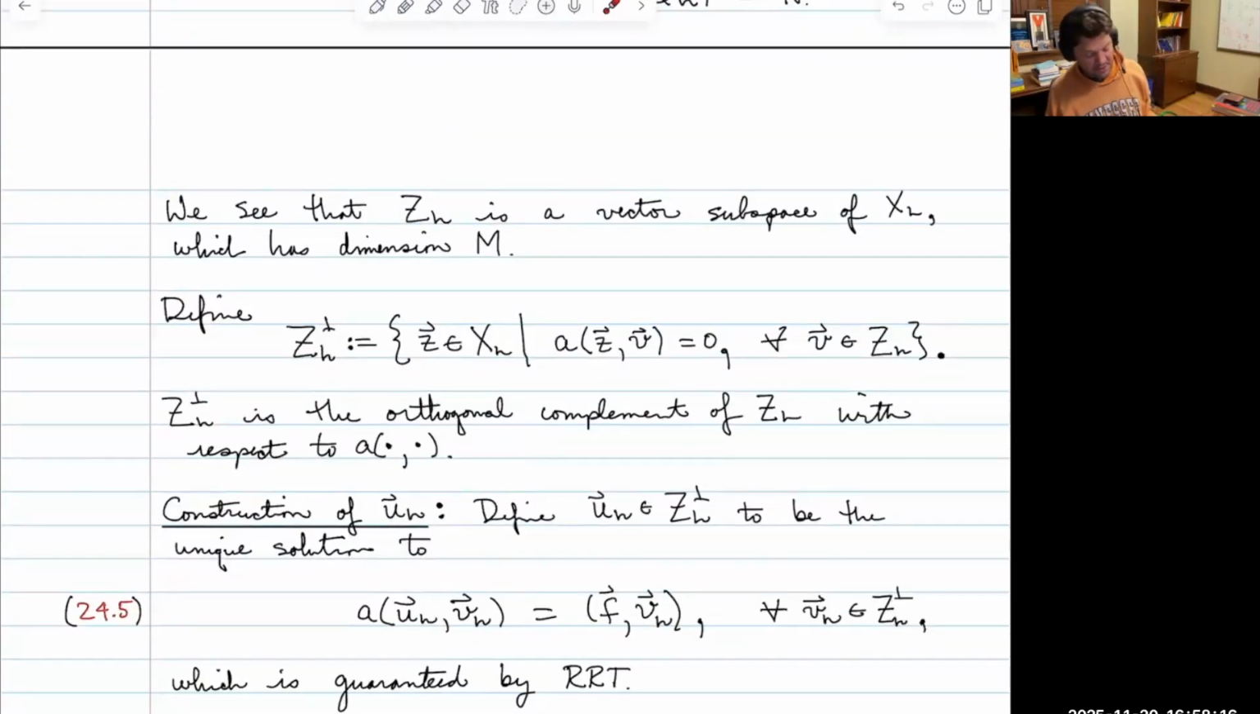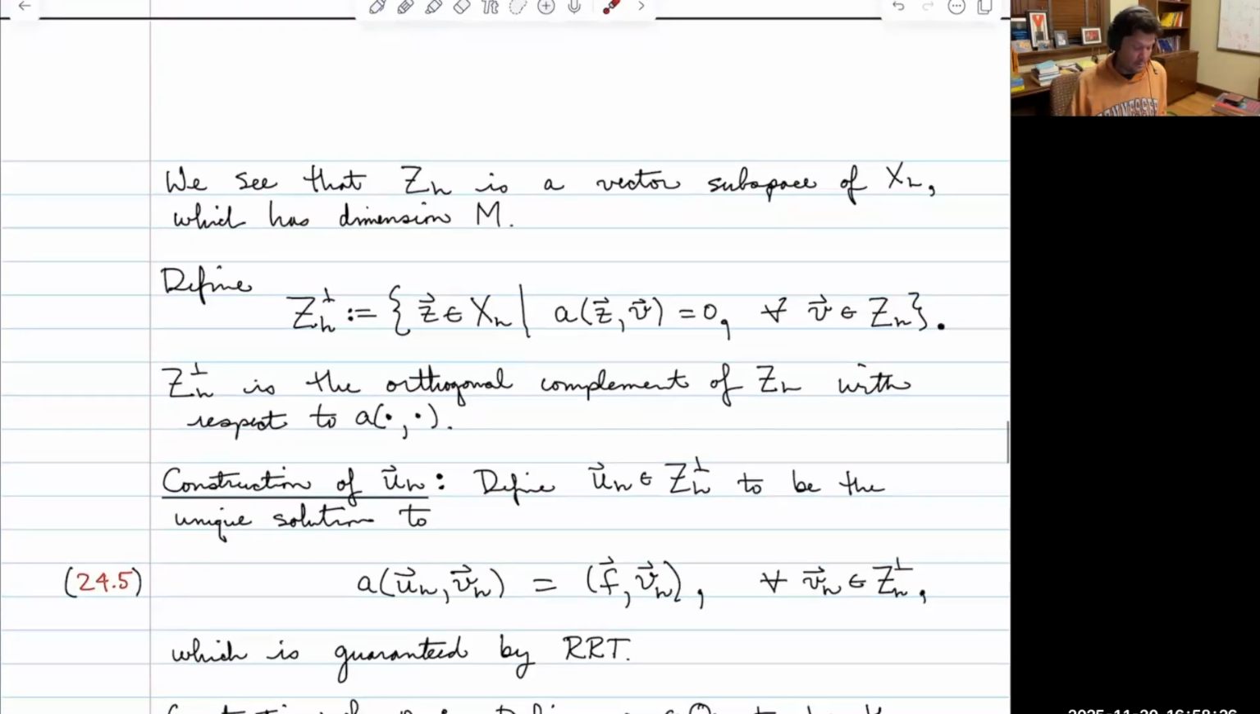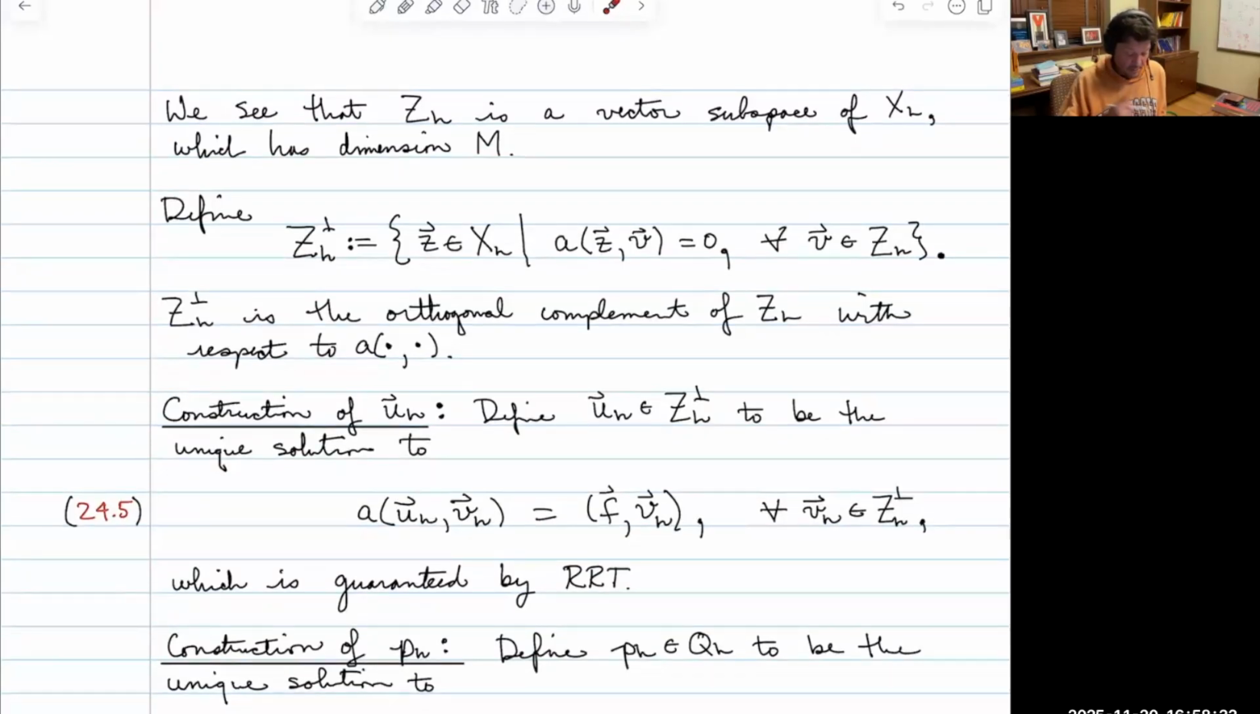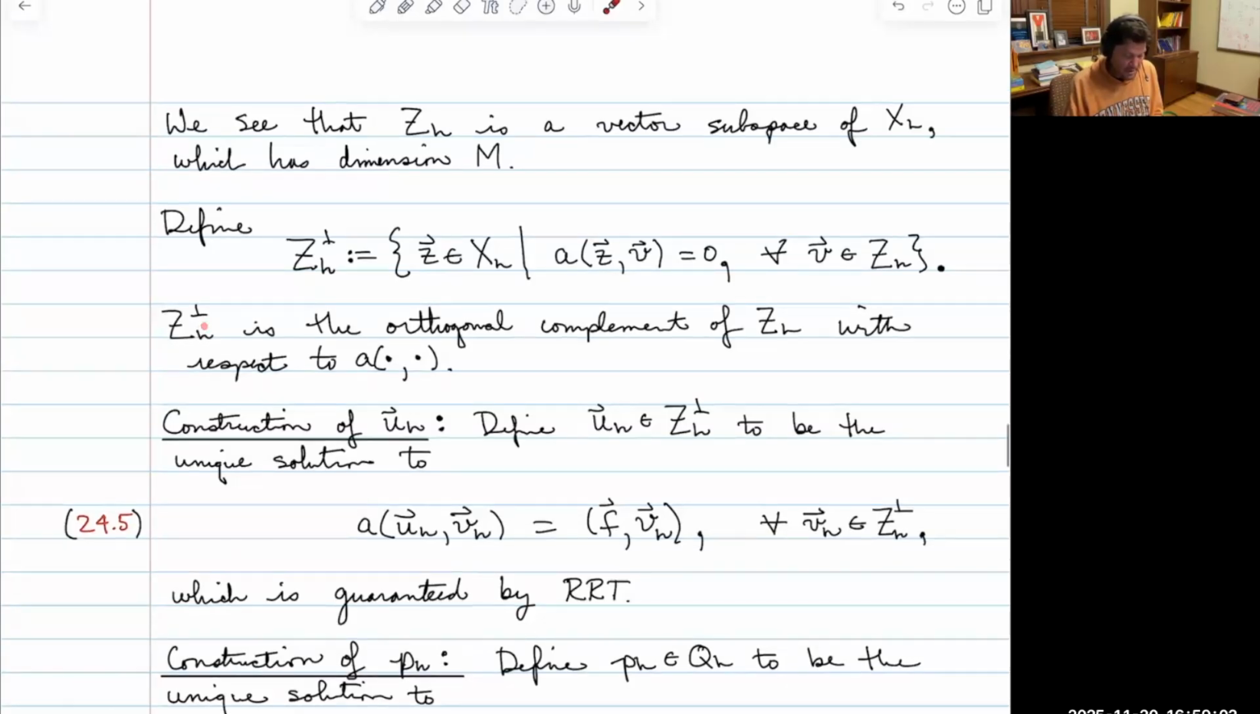That means, well, for one thing, it has a non-trivial orthogonal complement. Do you guys remember what the orthogonal complement was? So in finite dimensions, it's not that hard. In finite dimensions, we can use an inner product to find an orthogonal complement. Usually you use the Euclidean inner product, but here we can use any inner product that we want. So we're going to define the orthogonal complement of ZH, and that's going to be called ZH perp. It's going to be the set of all vectors in XH that are orthogonal through this inner product to the vectors of ZH. ZH perp is the orthogonal complement of ZH.